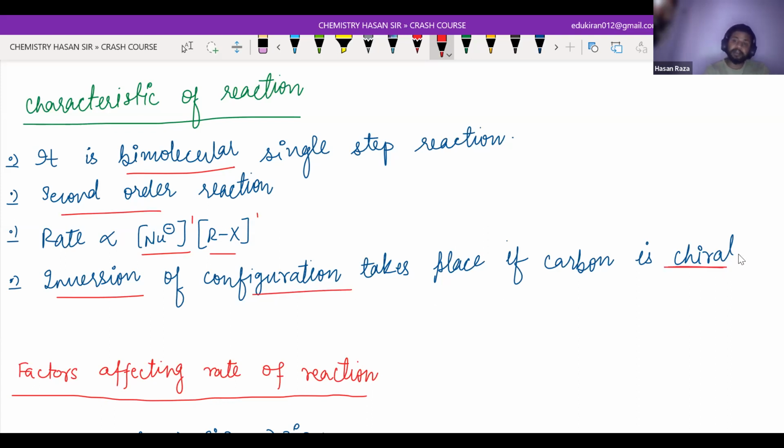If carbon is chiral, this is also very important. If carbon is not chiral, then you won't be able to write inversion of configuration taking place. If carbon is chiral, then inversion of configuration is taking place, and this is in our syllabus. Chiral will be asked. Okay.